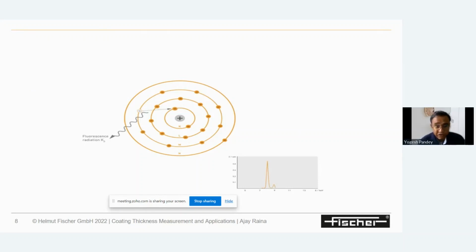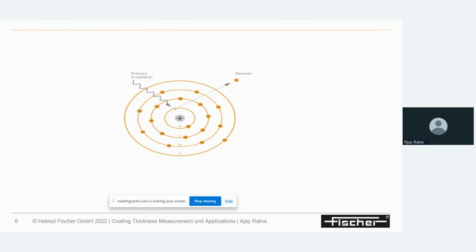So basically, this phenomenon of replacing one electron from one shell to another shell is the fluorescence effect, and that's why this machine is known as energy dispersive X-ray fluorescence. Because of this fluorescence effect, we normally call it ED-XRF, energy dispersive X-ray fluorescence technique.